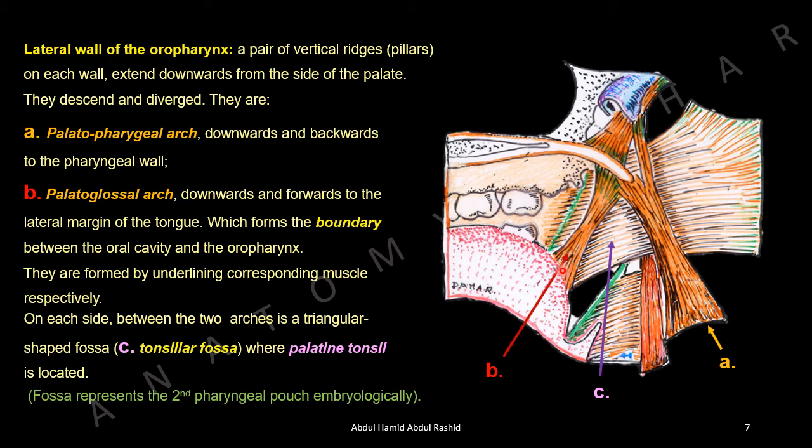On each side of the wall, between the two arches, we have a triangular shaped fossa called the tonsillar fossa, C, where the palatine tonsil is located. Tonsillar fossa represents the second pharyngeal pouch embryologically.